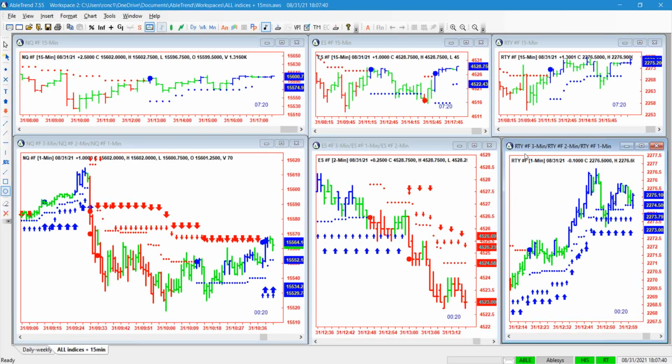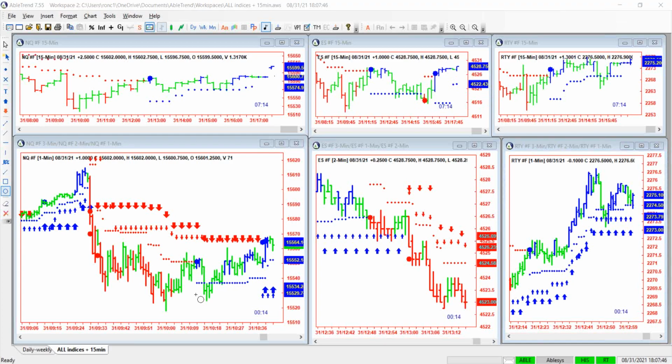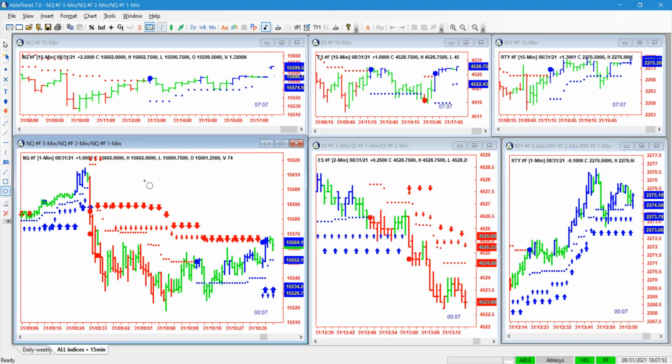Okay, this is for intraday. Really popular is Abletrend for the intraday. Day traders just love it. And this is the beginning of the day. Now I've got this set up on three different indices because I always look at all three at the same time. I've got the NQ, S&P, and RTY in the Russell.